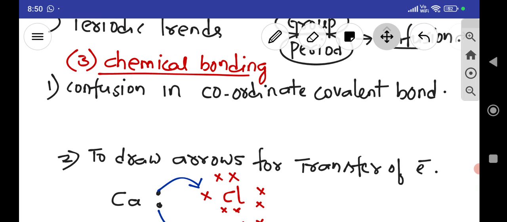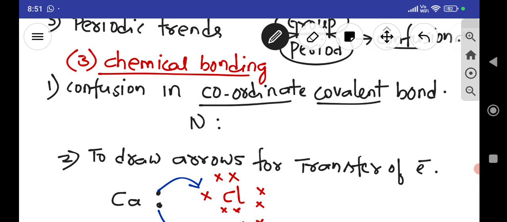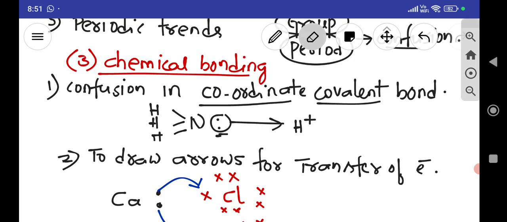Next chapter, chemical bonding. There is a lot of confusion between different types of bonds, mainly with the coordinate covalent bond. What does coordinate covalent bond mean? If you take ammonia, it has one extra pair of electrons called a lone pair. If it donates that to an electron deficient species, which doesn't have electrons, this type of bonding is known as coordinate covalent bond, but sharing of electrons is covalent.